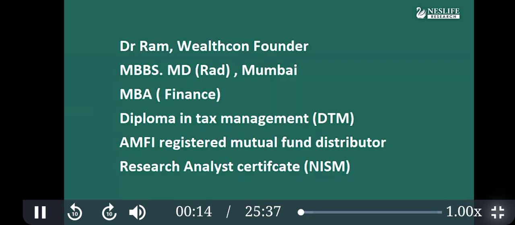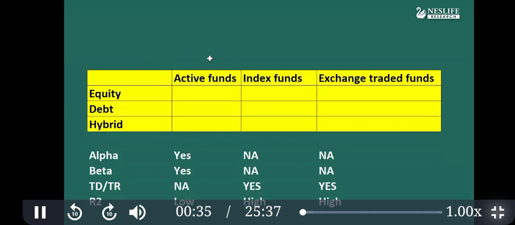Hello scholars. Today we are going to discuss the third type of mutual fund, that is the index fund. We started the discussion with active funds, then we discussed exchange traded funds, and today we'll discuss index funds. This will complete your entire spectrum of mutual funds and ETFs. Under the active funds, there can be different categories: equity categories, debt categories, hybrid categories. Even for index funds, the same categories might be applicable.